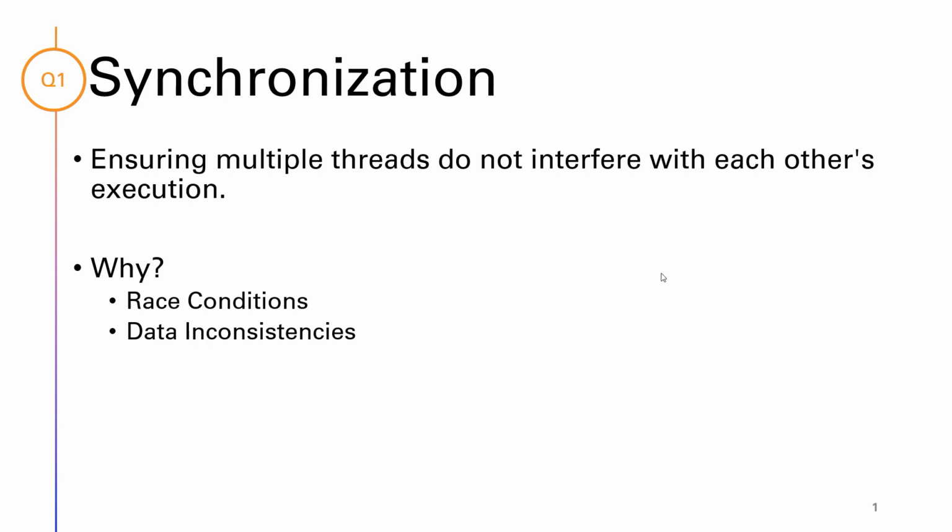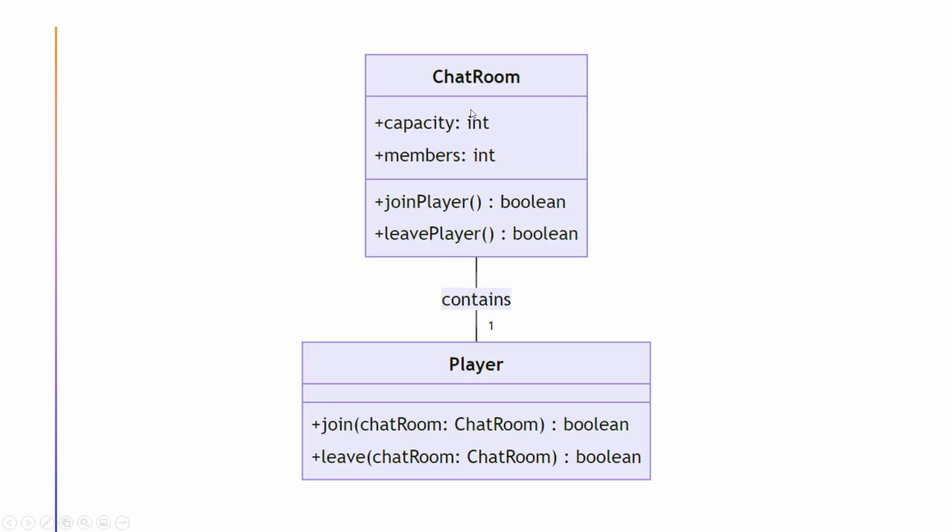So let's see that. Take a simple illustration where multiple players can join a chat room. There is a chat room and it has some capacity. Let's assume the capacity is 10, in the sense that up to 10 players only can join the chat room. The members section shows how many members have joined the chat room. This chat room has two methods, join player and leave player. Whenever a player joins the chat room, they will invoke join player, and a player can leave the chat room as well. These are the functionalities.